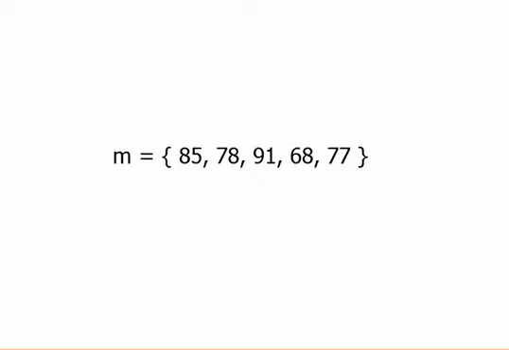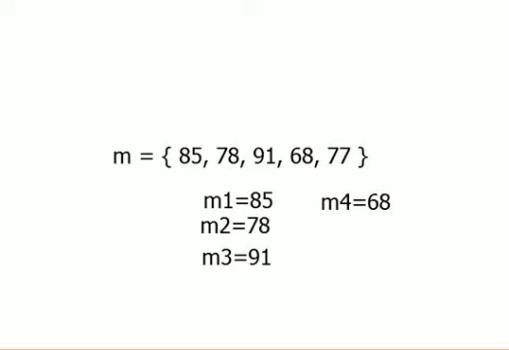Meaning, first element of the set M represents marks obtained by student number 1, which is 85 in this case. Second element represents the marks obtained by student number 2 and so on. If we can use subscript of M to represent the element, then I can write M1 is 85, M2 is 78, M3 is 91, M4 is 68 and finally M5 is 77.